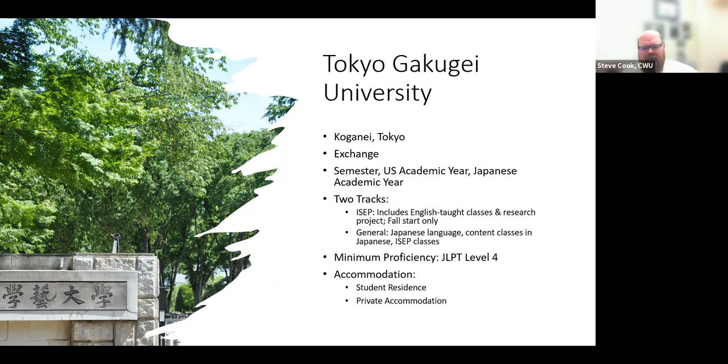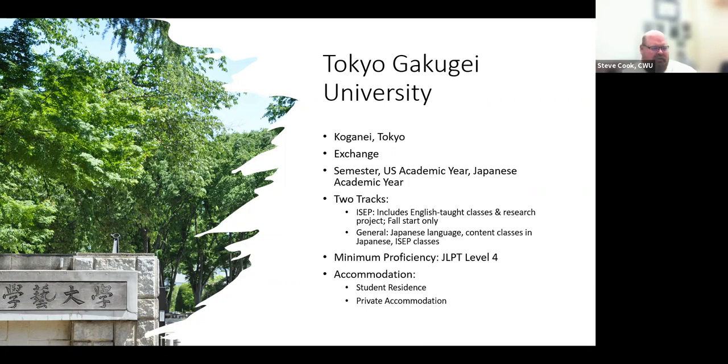And they're in the Kogane area of Tokyo. Again, it's exchange. Unlike Asian University, students can go for one semester at any point in the academic year. They can go for a US academic year, or they can go for a Japanese academic year.